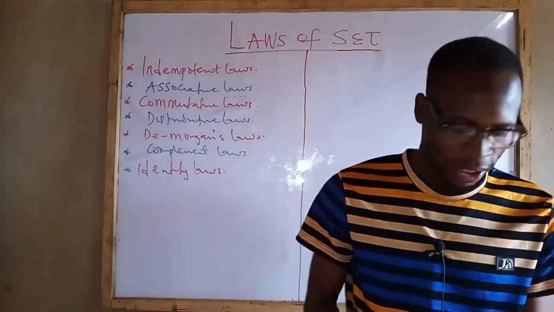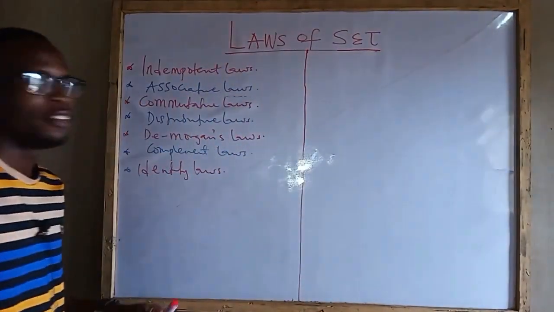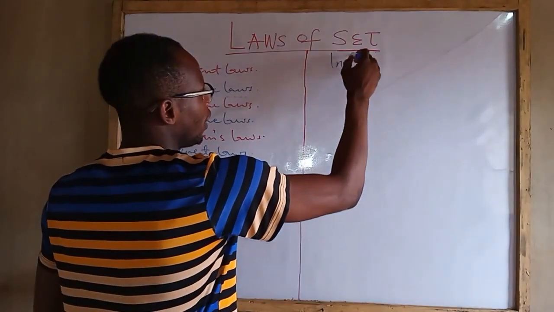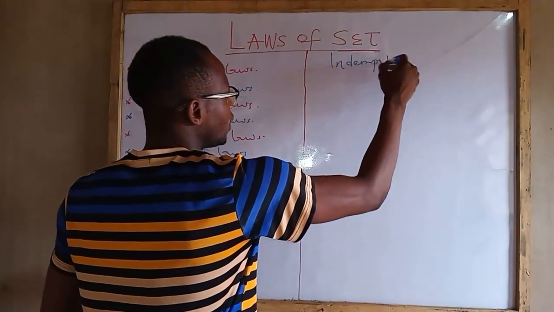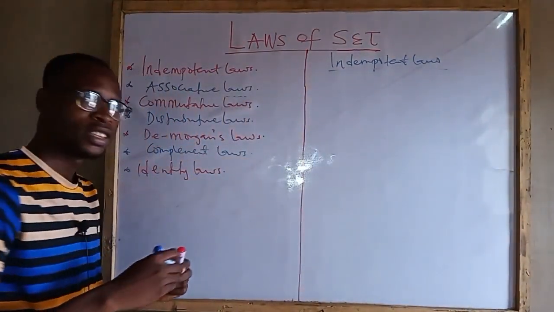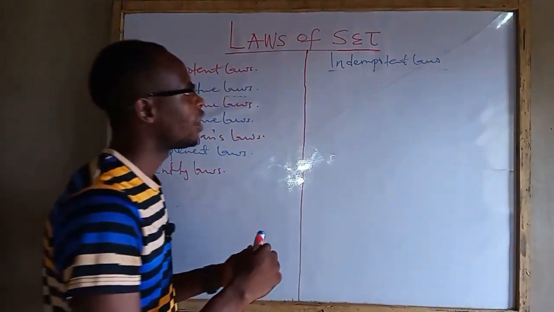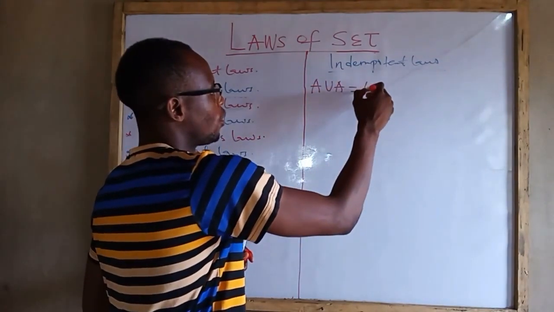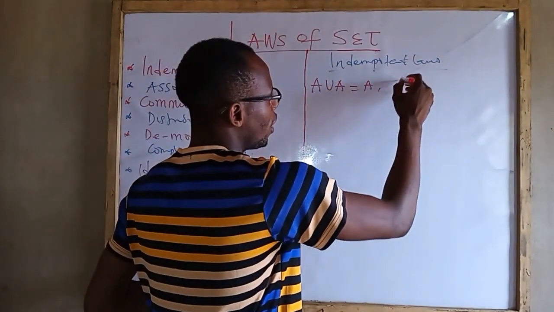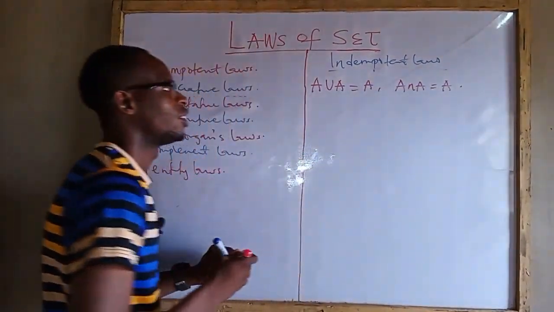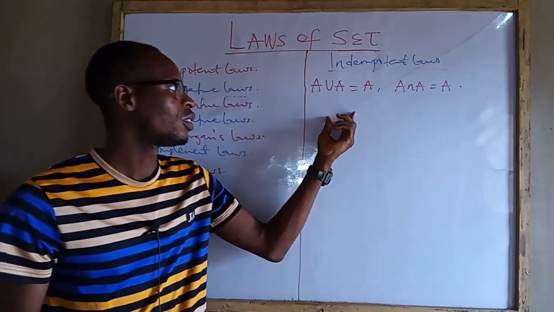Okay, so let's start with the first one. The first one is simply idempotent law. Now, what does this law state? This law states that when you have A union A is equals to A, and also when you have A intersection A is equals to A. This is what the law is actually talking about.